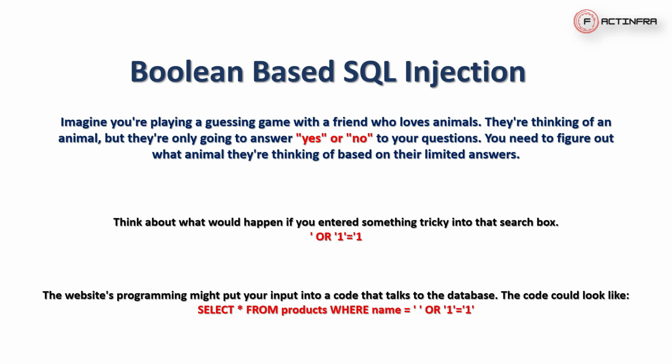The website programming might put your input into code that talks to the database, like select star from products where name equal to single quote or 1 equal to 1, and you can see some single quotes also on the 1. This means we are injecting single quote or 1 equal to 1 into the input parameter, and this is below the select star from. This query is working in the back end. So this is the scenario of blind or Boolean based SQL injection.